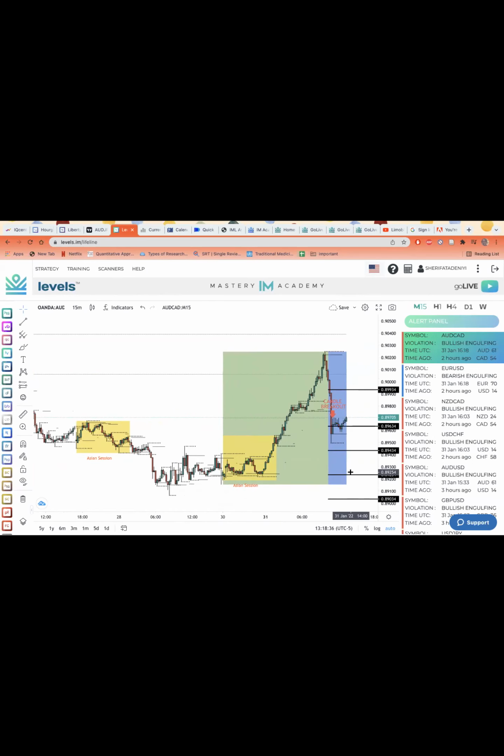Okay, in this case, how many black lines do we have? We have 5. 1, 2, 3, 4, 5. We've got 5 black lines. Sometimes you might have 6 black lines. It's either 5 or 6. Now, in a case where we have 5 black lines, what it simply means is that we're going to have take profit 1, take profit 2, and take profit 3.